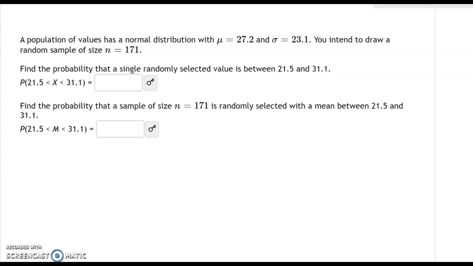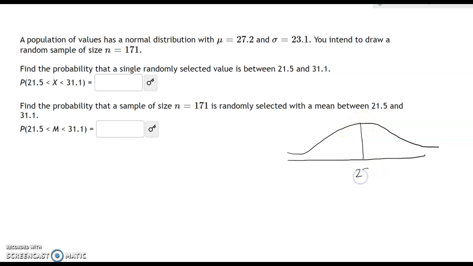So if I draw my normal distribution sketch, which I always like to do, draw this normal curve. And we want to know, with our mean at 27.2, what is the probability that we find something between 21.5 and 31.1. So I'm going to shade in that region. That's what I'm looking for.